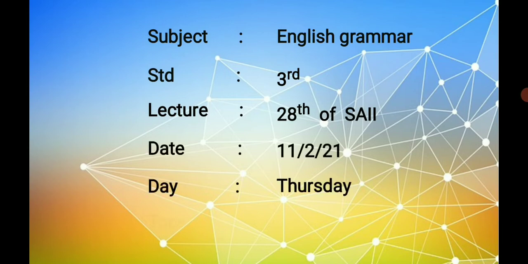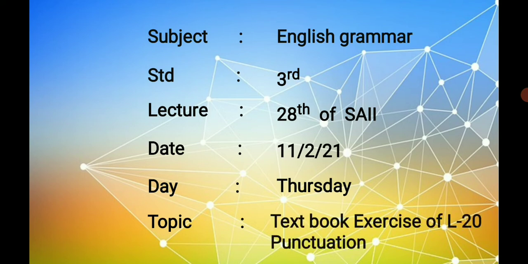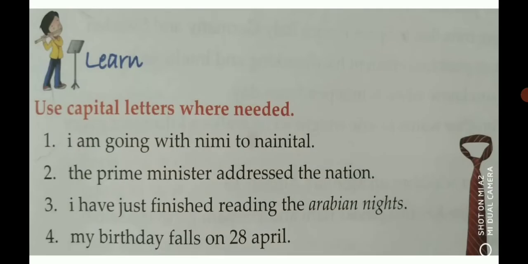As we know, we learnt about punctuation in our previous lectures. Today our topic is the textbook exercise of lesson number 20, and lesson number 20 is punctuation. So let's start the textbook exercise. All of you open your textbook, page number 117, put the date, and write CW on it.